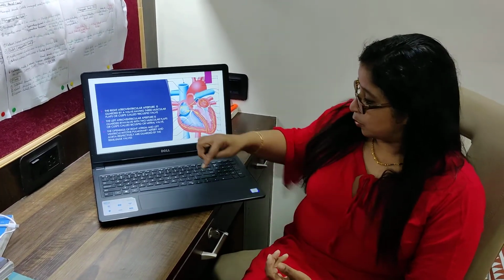We also need to know that the muscle of the heart is called myocardium. It is a special kind of muscle which does not get fatigued easily, and it is involuntary. So even when we are sleeping and we are not even aware of it, the heart continues pumping.